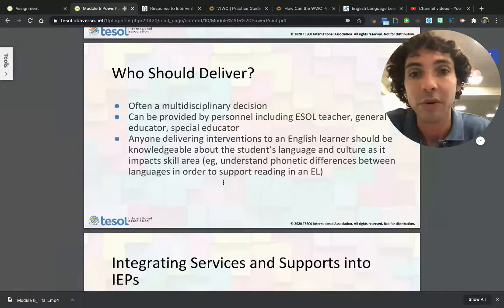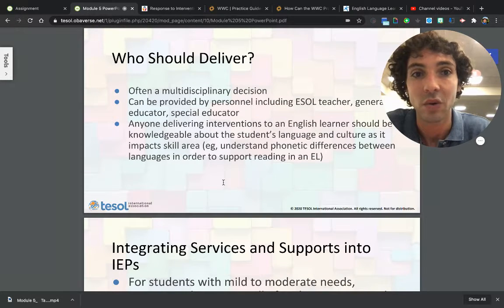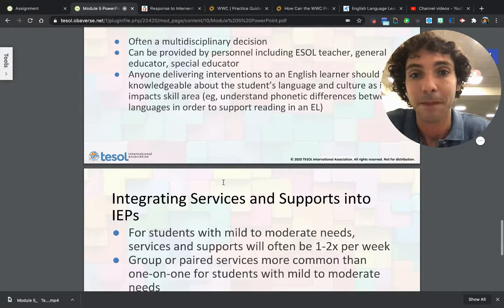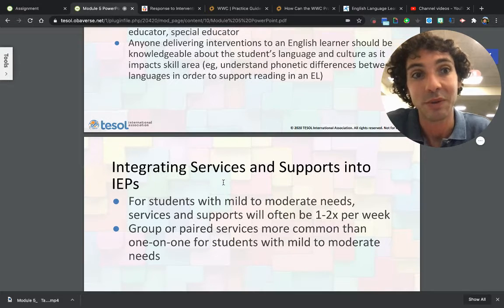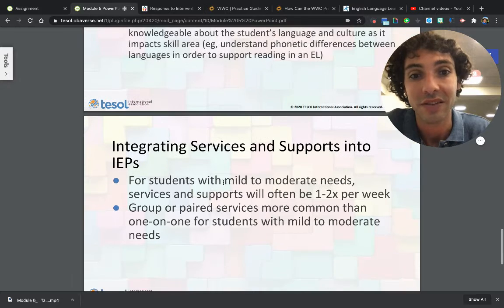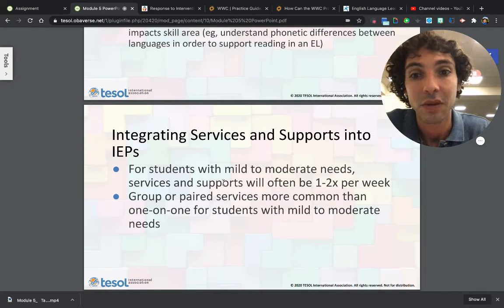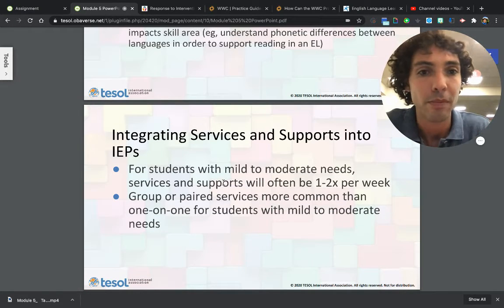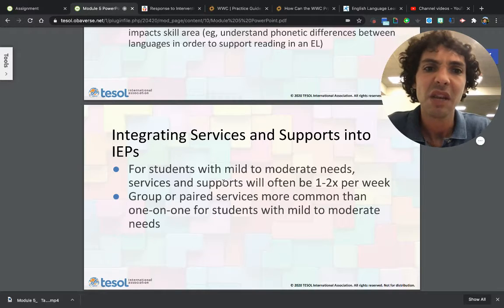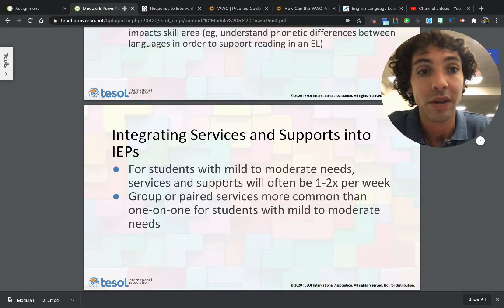So different people can deliver these: special educators, ESOL teachers, and it should be clear that all teachers should be able to at least know how to use these skills. That's why training is important. And some students will need more. If you're mild or with moderate needs, you may need to check in once or twice a week, and those can be in small groups or in pairs.